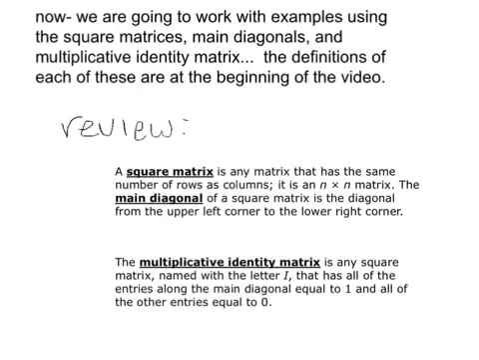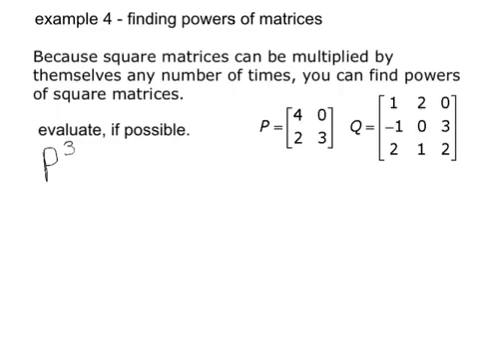Nice work. Okay, now we're going to work with examples using the square matrices, main diagonals, and multiplicative identity matrix. The definitions of each of these were at the beginning of the video, and I've copied them here as a review in case you didn't write them down. Example 4, finding powers of matrices. Because square matrices can be multiplied by themselves any number of times, you can find powers of square matrices.